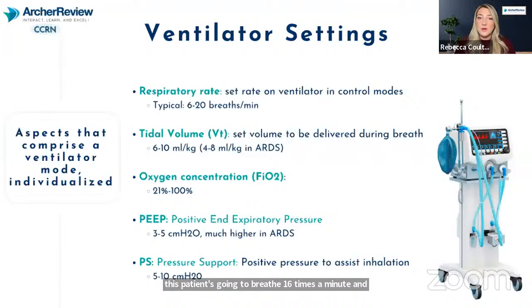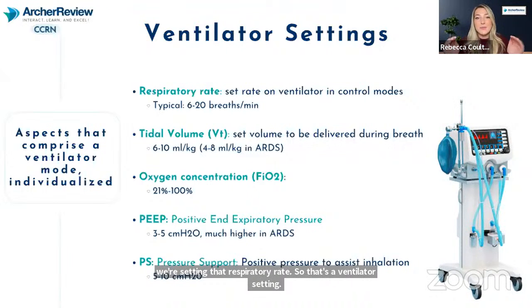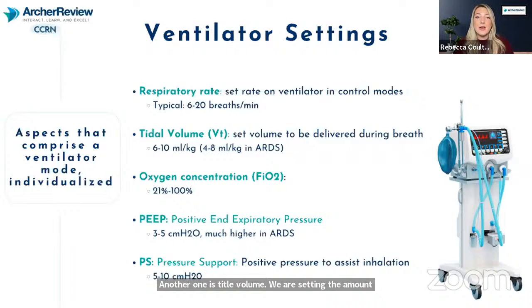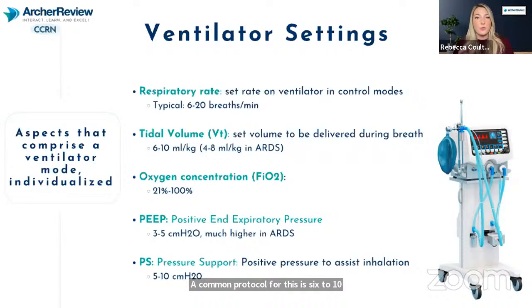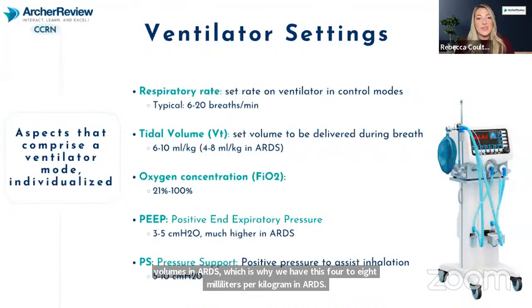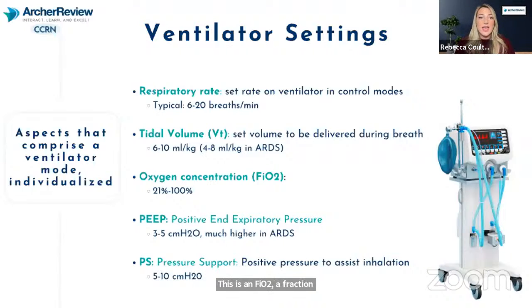Another one is tidal volume. We are setting the amount of volume that, anytime the ventilator gives them a breath, they're going to take in. A common protocol for this is 6 to 10 mLs per kilogram, and the respiratory therapist and provider work closely to figure that number out. We do lower tidal volumes in ARDS, which is why we have this 4 to 8 milliliters per kilogram in ARDS. Oxygen concentration. How much oxygen are we going to give this patient with every breath? This is an FiO2, a fraction of inspired oxygen, so it's a percentage, anywhere from 21% to 100%.